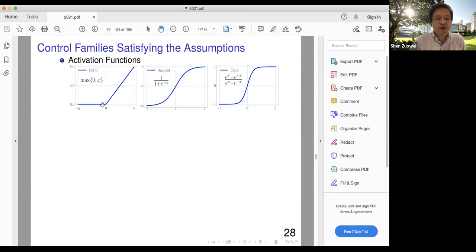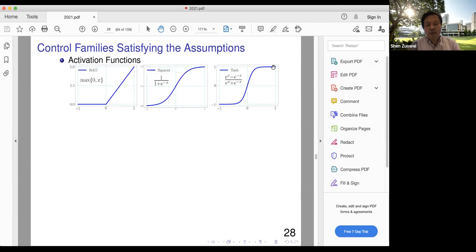ReLU is very simple, piecewise linear, okay? This is a simple function. Before zero, it's zero, and after zero it's x. The second one is sigma, okay? Then the third one is tau, okay? These are the three most popular activation functions used in neural networks.